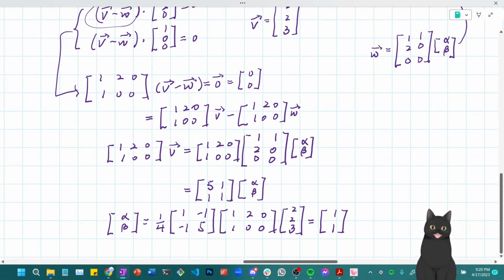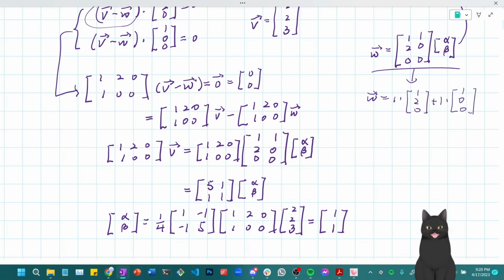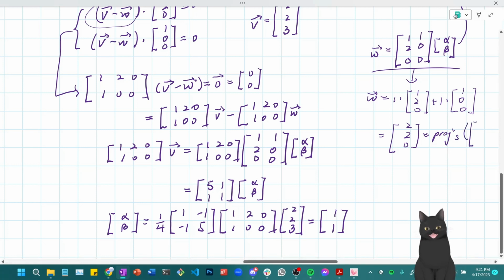So in the end, we get that w is equal to 1 times (1, 2, 0) plus 1 times (1, 0, 0), which is equal to (2, 2, 0). And this is the projection of v onto S, or the projection of (2, 2, 3) onto the span S.